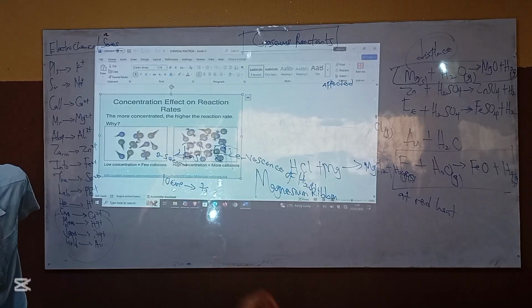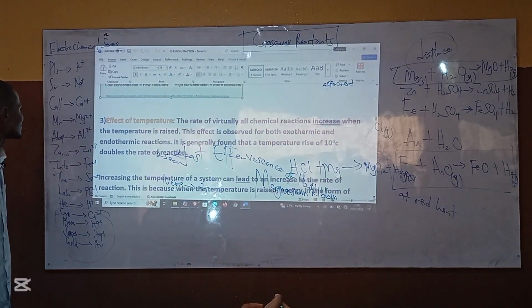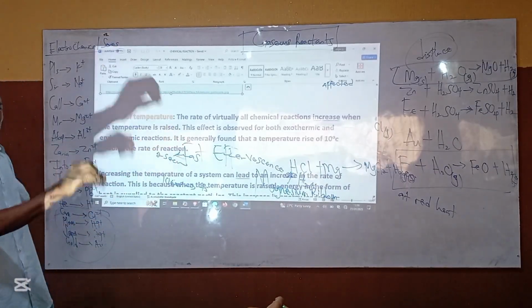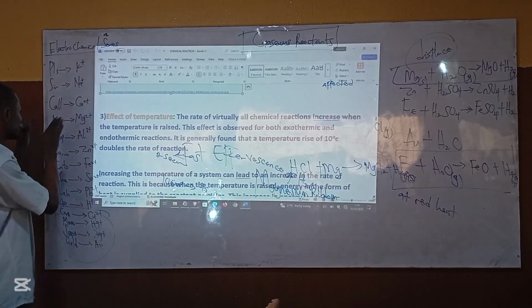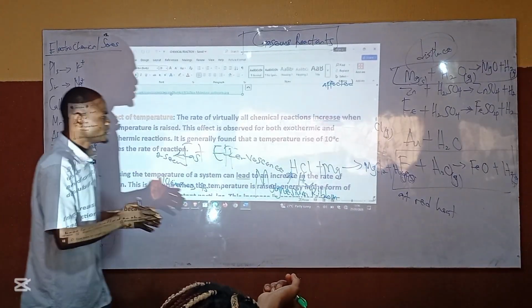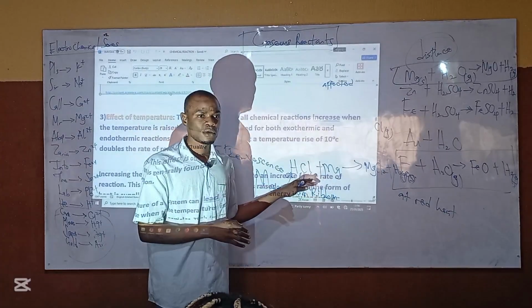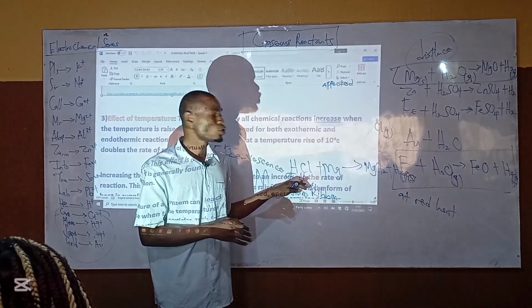Now look at it, let's go on. Now what's the next part? Somebody will summarize, you are going to summarize everything I've been saying this morning on each factor. You summarize the nature of reactants. In terms of concentration, I use magnesium and hydrochloric acid.